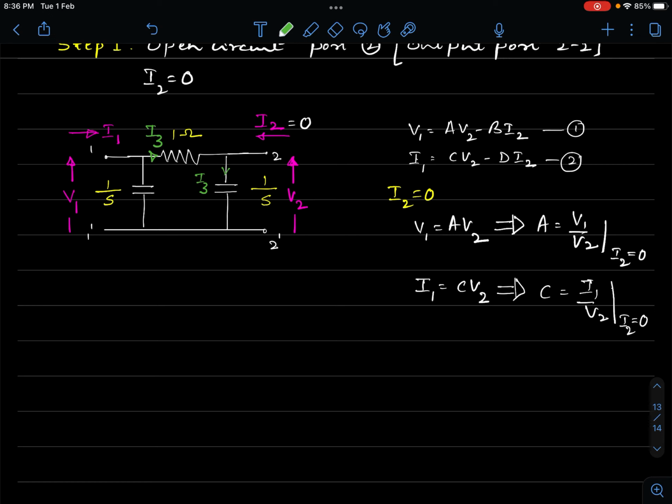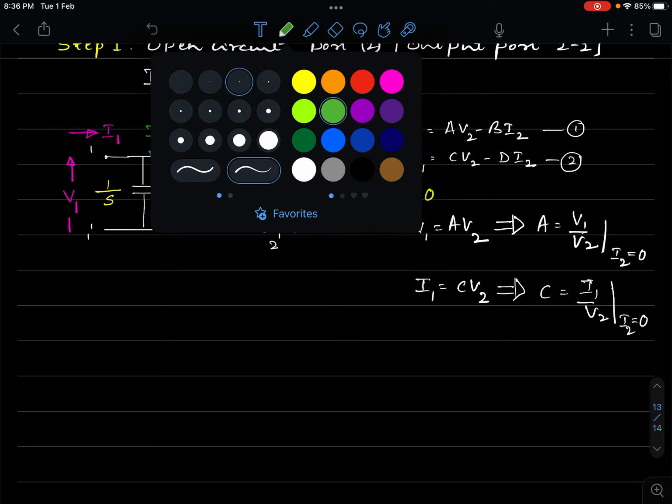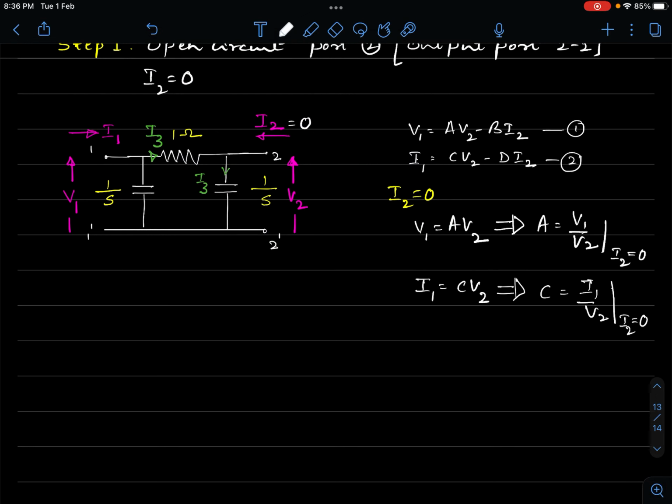Alright, this is clear. Now we will try to write an equation for I3 from this network. What is I3? It is simple: voltage divided by impedance. The voltage is V2 and the impedance is 1 by S, so I3 is S times V2. You can call this equation 3 because we tend to make use of this equation. So we are able to get the current I3.